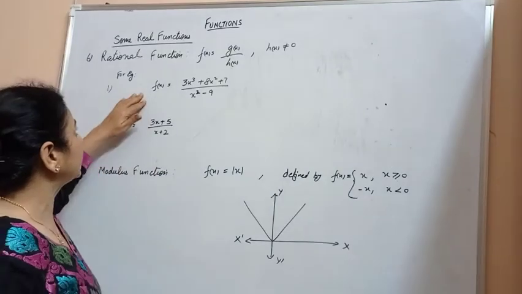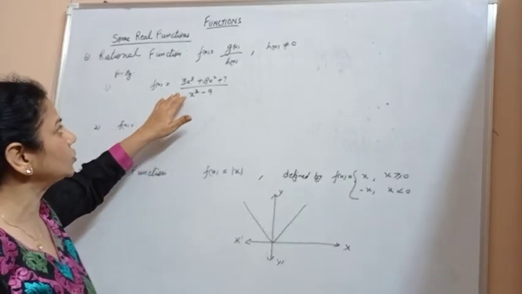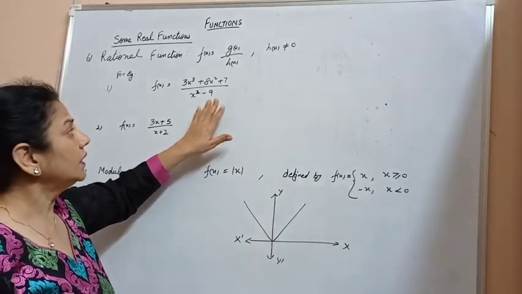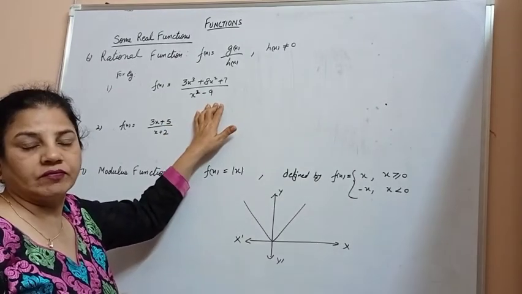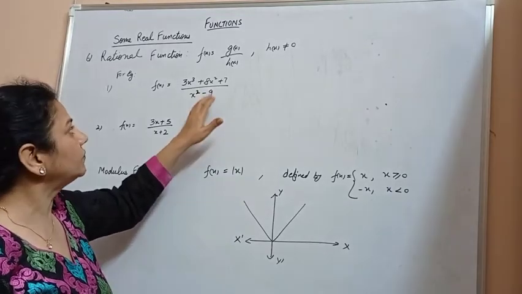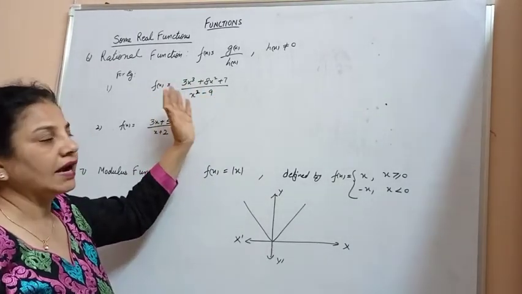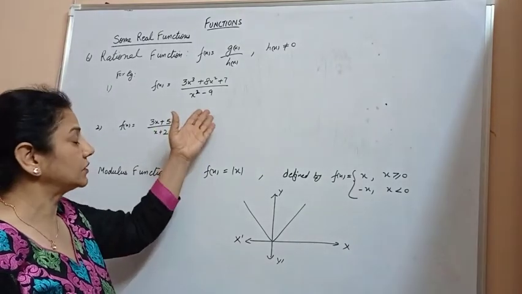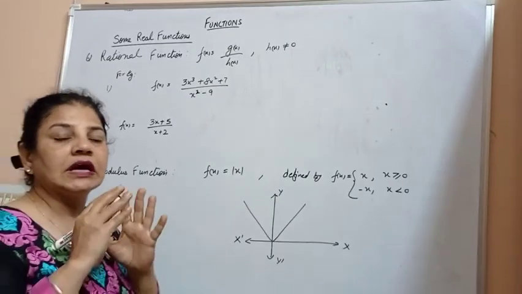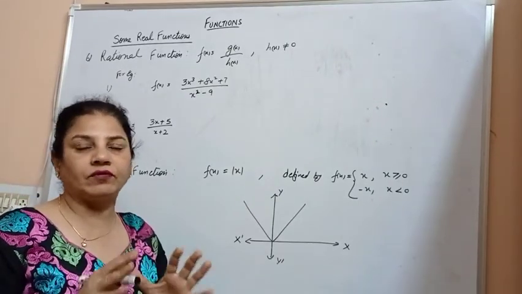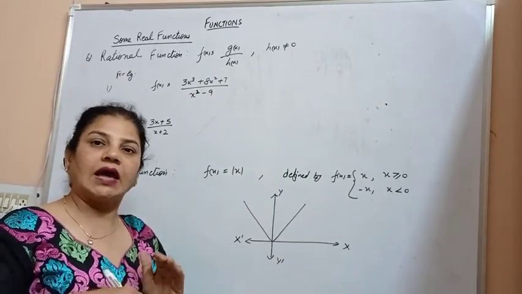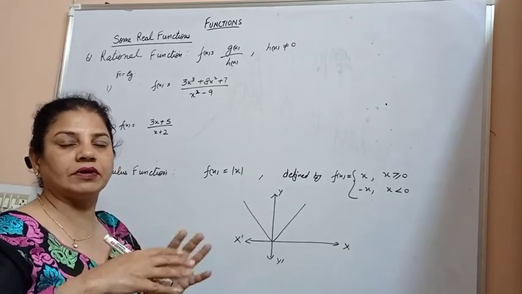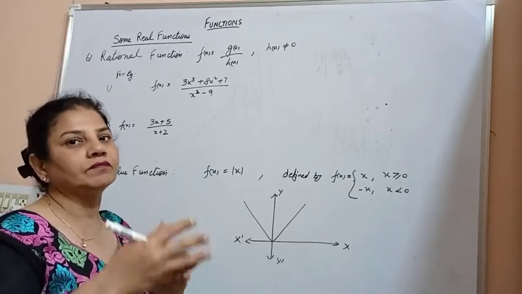For example, I have taken here the function f(x) = (3x cube + 8x square + 7) upon (x square minus 9). If you want to plot the graph of this function, you give a value to x, corresponding to it you get the value of f(x), and that point will be plotted on the graph, and you will get the graph of this function. So a rational function has no definite graph. Every rational function has a different graph, so the graph depends upon the function.